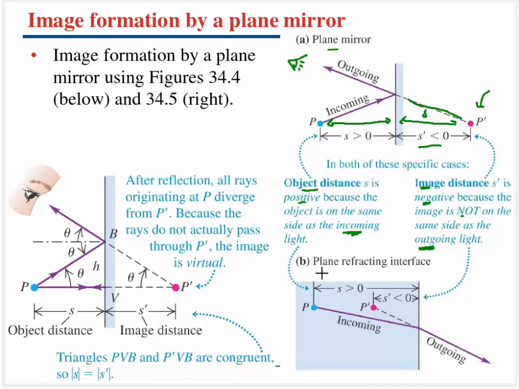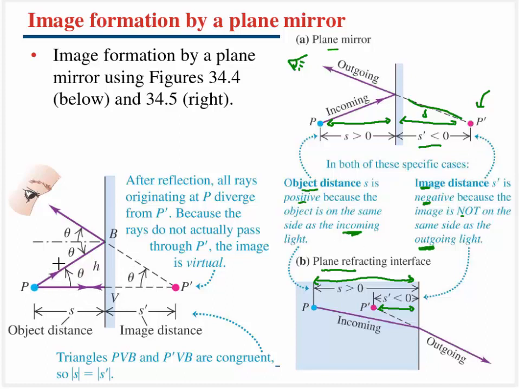Let's take a look at the case of refraction. Here we're talking about some distance. Again, it's going to be denoted by the S, and that's going to be positive because it's on the same side as the incoming. And here we have our image right here, and here it's not on the same side as the outgoing light, so the image distance is actually going to be negative.